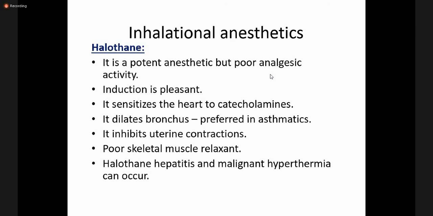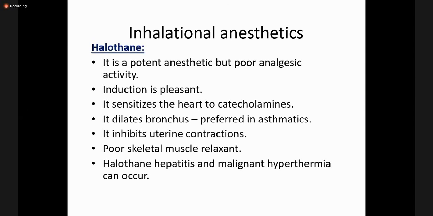So definitely, if we are using halogen, we must add an agent with powerful analgesic property. And as already discussed, during anesthesia the preferred group is not NSAIDs, but the opioids. Induction is pleasant, which means it is non-irritating to the airways. An important point related to halogen, and important for exam MCQs, is that it sensitizes the heart to catecholamines: epinephrine, norepinephrine, dopamine. That means halogen enhances the activity of catecholamines.